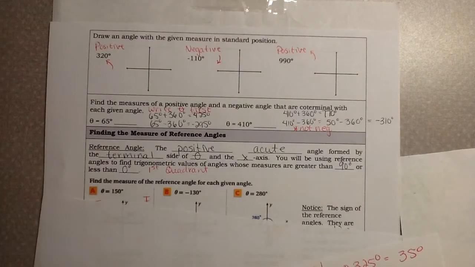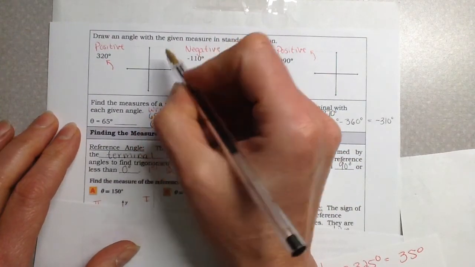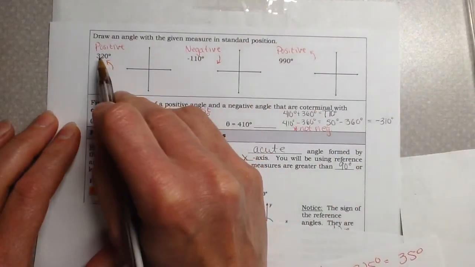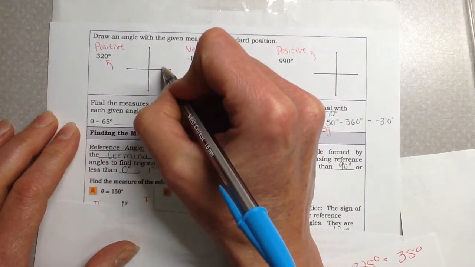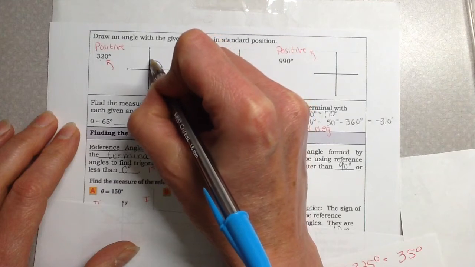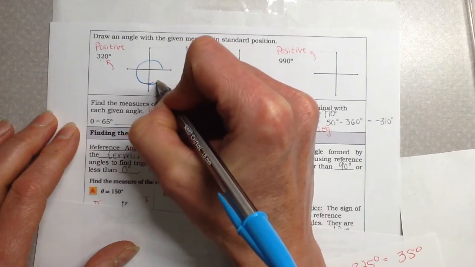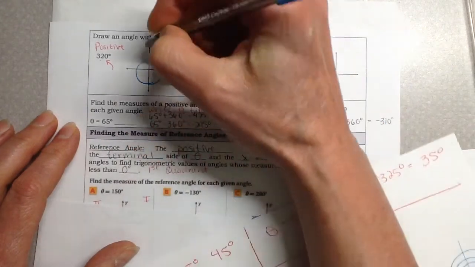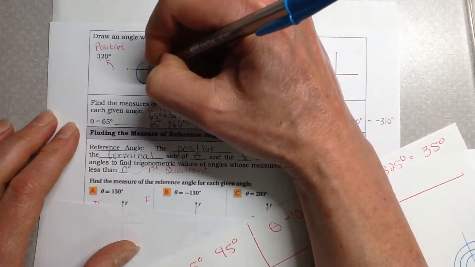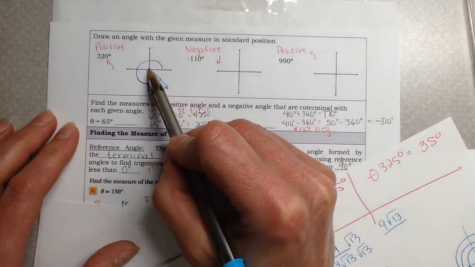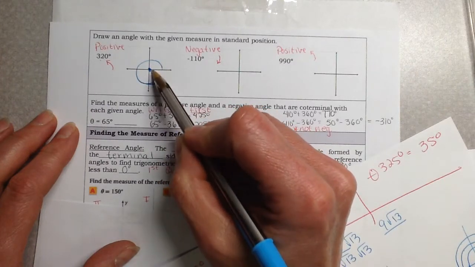Okay, so when we draw this, we need to start out on the positive x-axis, and since this is positive, it's 320 degrees. Now remember, 360 is all the way around. So there's 180, 270, and we don't want to go all the way to 360, so we'll just put it right here and draw our angle. It has its vertex at the origin. This is its initial side, go all the way around, and this is its terminal side.